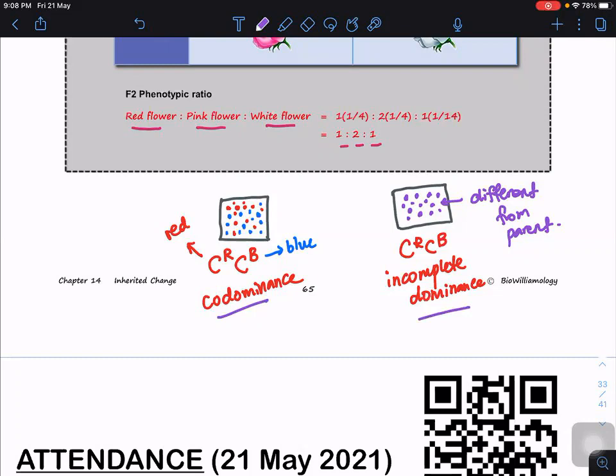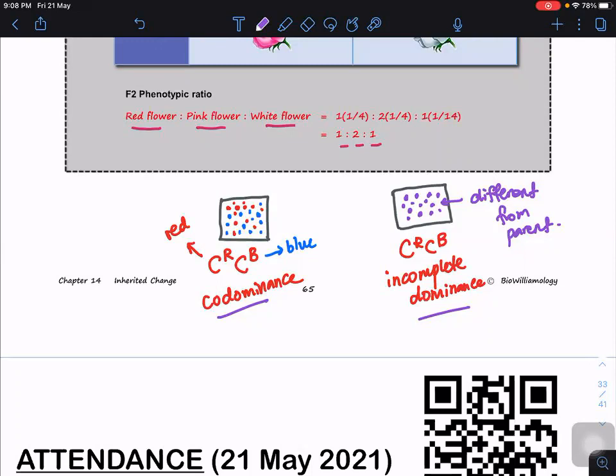Okay, but in actual cases, sometimes in the exam questions, the information is not enough. Sometimes the information is not enough, so it is difficult for us to judge whether it's co-dominance or incomplete dominance. If the question asks you to decide between co-dominance and incomplete dominance, then we always take co-dominance because incomplete dominance is not in our syllabus.